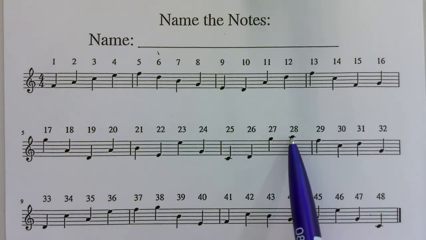Here's one. This note here, number 28, right? Is it on a line or in a space? It's on a line, but it's like an extra line. We call this a ledger line. So that's an extra line.